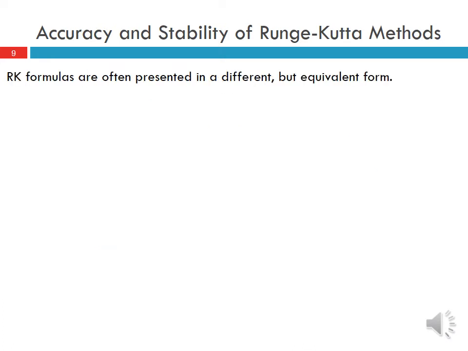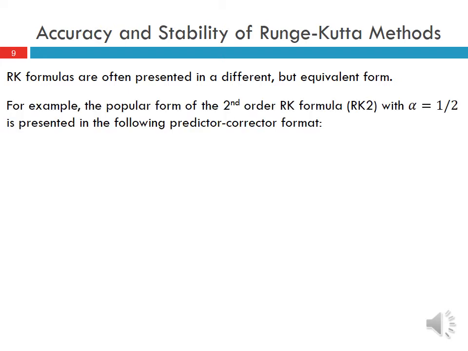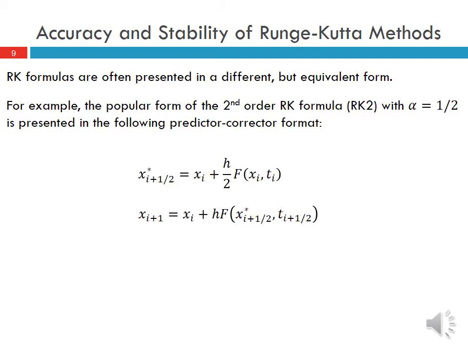So the RK formulas are often presented in a different but equivalent form. For example, the popular form of the second-order RK method, or the RK2, with alpha equal to 1/2, is presented in a predictor-corrector format. The first equation is the predictor, x_{i+1/2}, which we sometimes call x_{i+1/2} star, and then this is the corrector to get us our actual estimate of x_{i+1}.